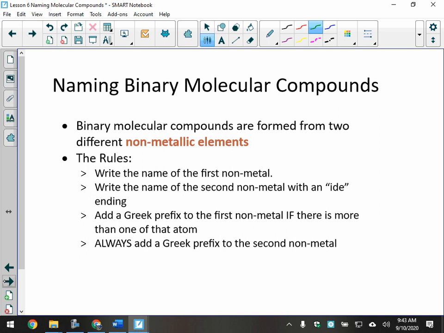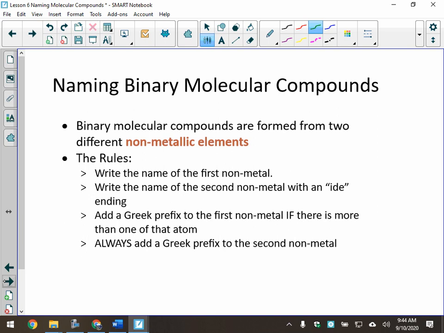We write the name of the first nonmetal, whatever it is. For example, if it was sulfur or nitrogen or whatever the case might be, write the name of the second nonmetal, and we do need to change the ending to ide, okay? So for example, if it was sulfur, it becomes sulfide, kind of like naming ionic ones, right? Chlorine, chloride, et cetera. We add a Greek prefix to the first nonmetal if there is more than 1 atom. We'll get into some examples here. And we always put a prefix on the second one, okay?